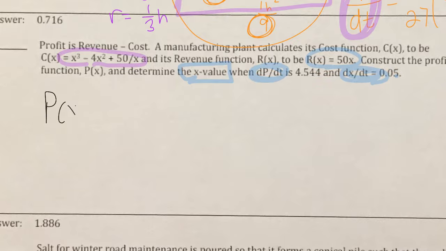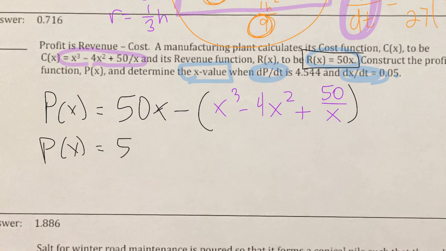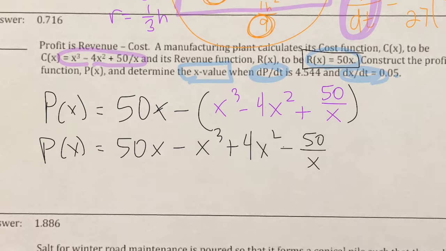Profit is equal to revenue, which is 50x, right? 50x is the revenue, minus our cost function, which is x cubed minus 4x squared plus 50 over x. Okay, so that is our function. I would just take away the parentheses. P of x equals 50x minus x cubed plus 4x squared minus 50 over x. Now that the parentheses are gone, we've distributed that negative.